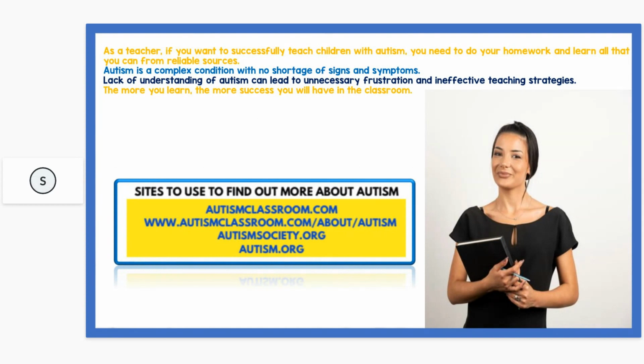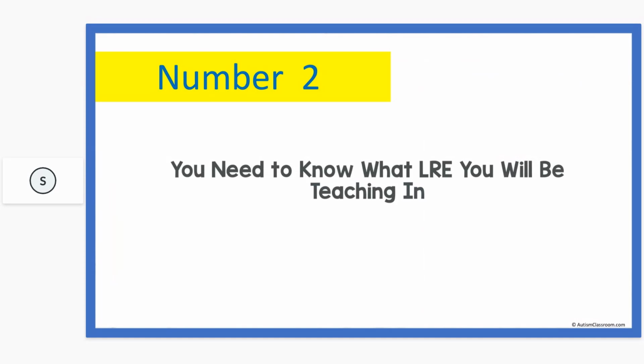As a teacher, if you want to be successful and teach your students, you've got to do your homework, right? You've got to understand a little bit more about autism because it's going to help you work better with your students. You can find out more at autismclassroom.com. We have an about autism section, and you can go to autismsociety.org or autism.org to learn more. Number two thing you want to know is what LRE will you be teaching in?